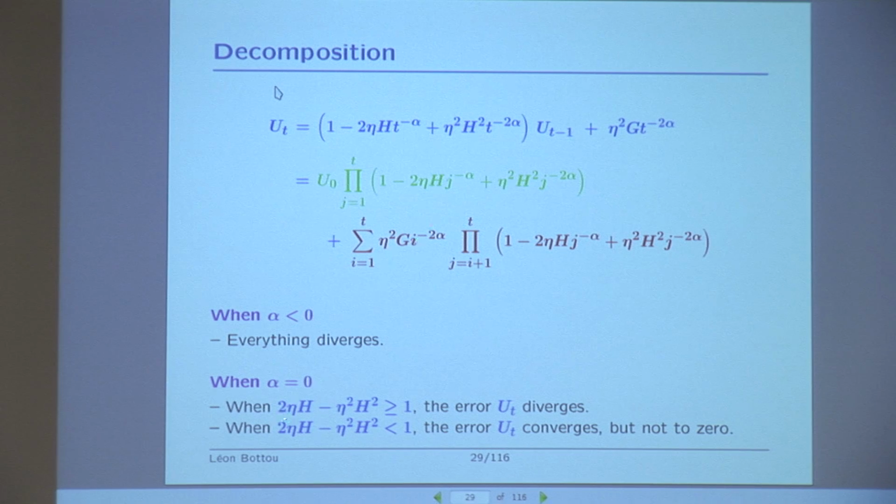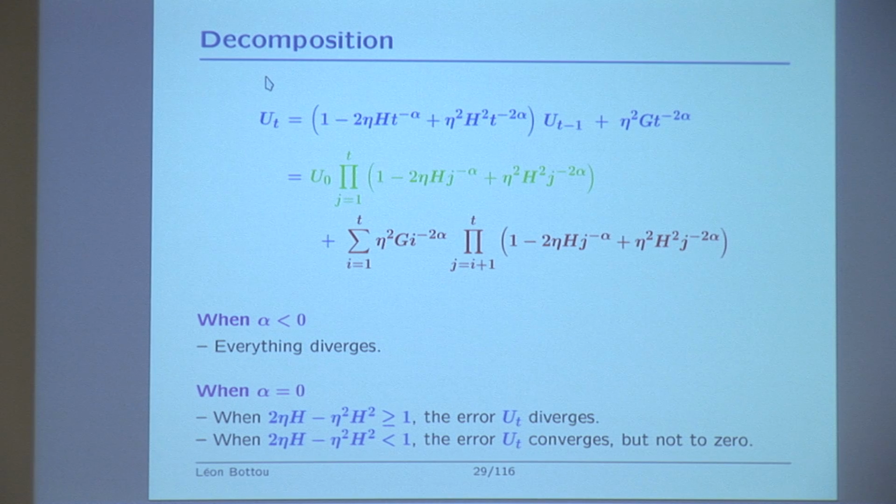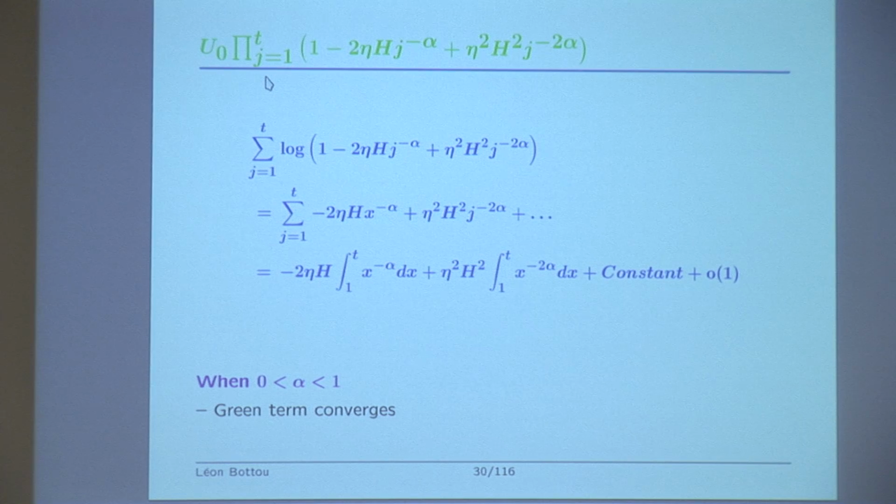Or, the absolute value of this, is it less than 1? If it's not less than 1, well, I'm multiplying each time by something greater than 1, so it diverges. So if it's less than 1, this is going to go to 0, because I'm multiplying by something less than 1 many times. And if you look here, you can show by the methods I'm going to describe later that this converges but not to 0. So basically, you're in the situation where you're flying above the optimum because you didn't decrease the learning rates. But now we need to be more precise. Let's look at the green term.